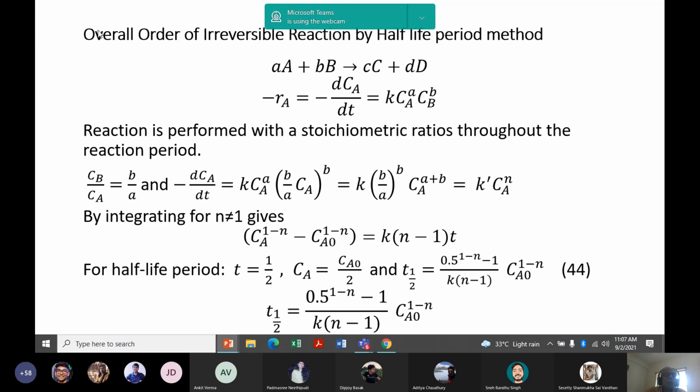Now, today I want to start from here, the overall order method. If we see the general equation where a and b are the orders with respect to species A and B, and small a, small b are the power or order, and if we supply the reactants A and B as per their stoichiometric ratio, so that Cb by Ca is b by a.